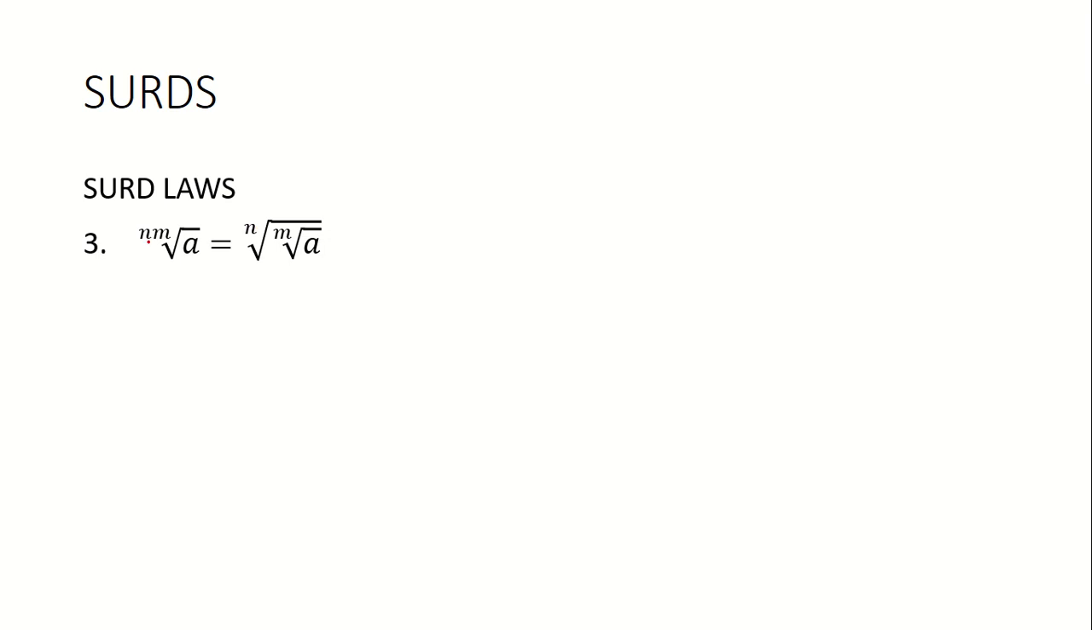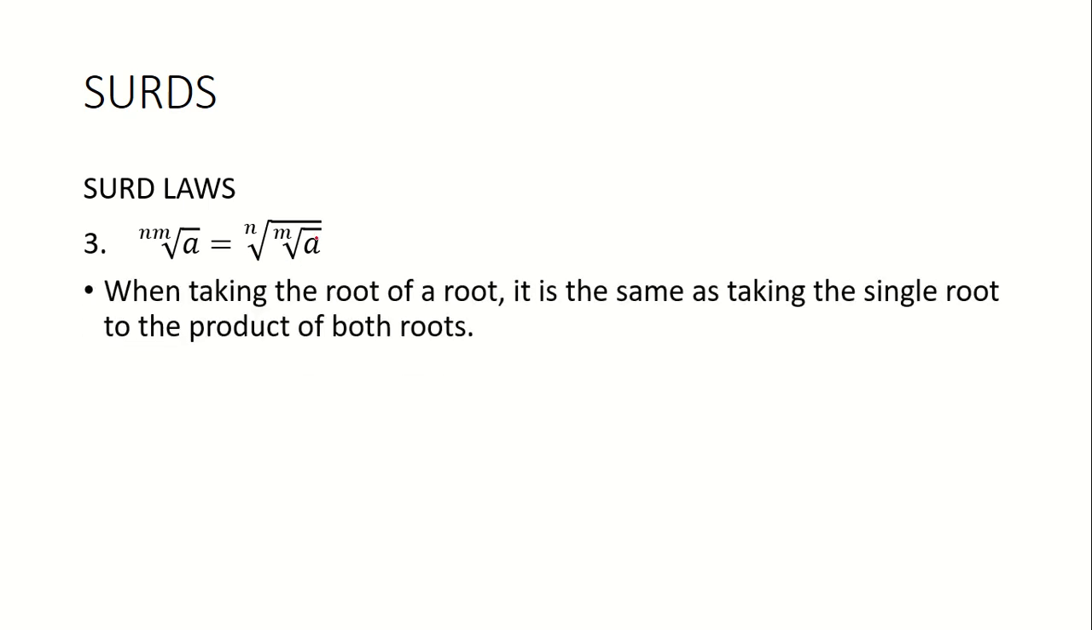Now, if I have the nth root of the mth root of a, you can simply decide to put n outside or you can put m outside. It's totally up to you. So it's like you're finding the nth root of the mth root of a. When taking the root of a root, it is the same as taking the single root to the product of both roots. Basically when you're finding a root of a root, you simply find the root of that number, but you multiply the roots.